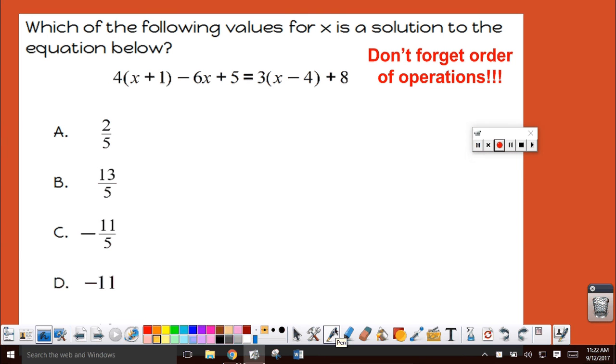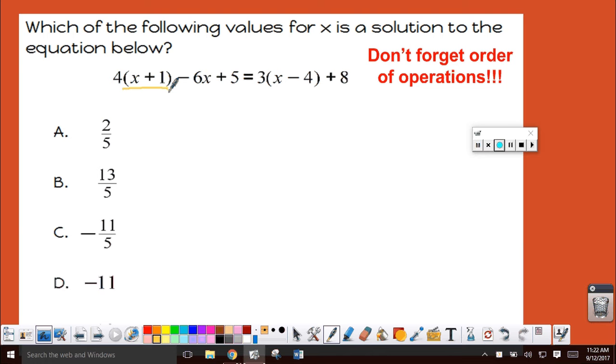All right, so we need to look inside the parentheses first because order of operations says to look at parentheses. So I look inside here, and we've got x plus 1. Okay, can I combine like terms with x plus 1? No. Are they like terms?